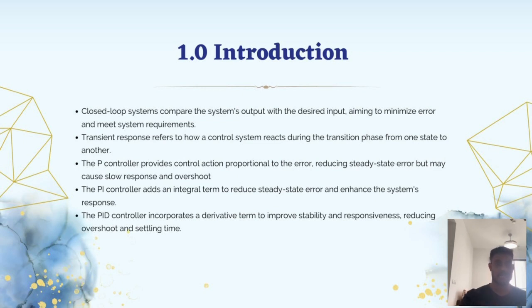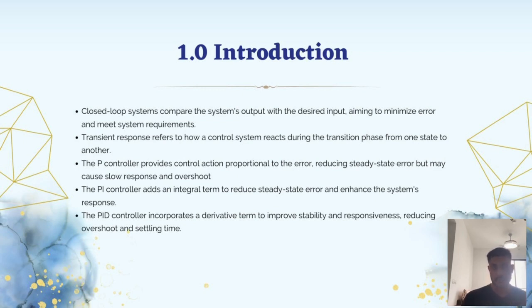Their main intention is to detect the deviation of a system and produce control signals that reduce the deviation to zero or to a small value. The manner in which the automatic controller produces the control signal is called the control action. Moreover, a closed loop system compares the system output with the desired input, aiming to minimize error and meet the system requirement.